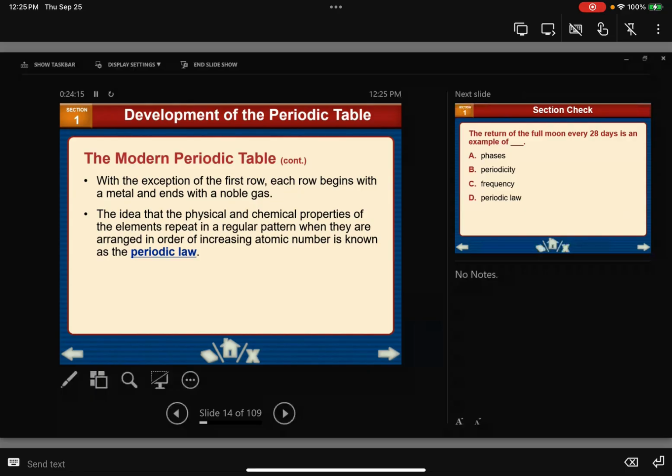The idea that the physical and chemical properties of elements repeat in regular patterns when they are arranged in order of increasing atomic number is known as the periodic law. So using that periodicity of the characteristics, both physical and chemical, of these elements and putting them in a specific order according to their increasing atomic number, that's using periodicity, and we call that periodic law.